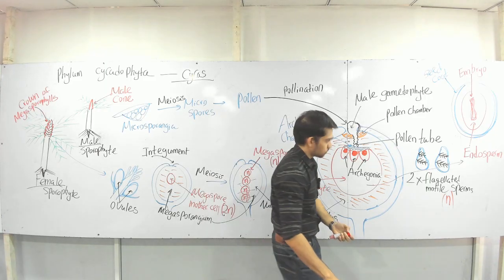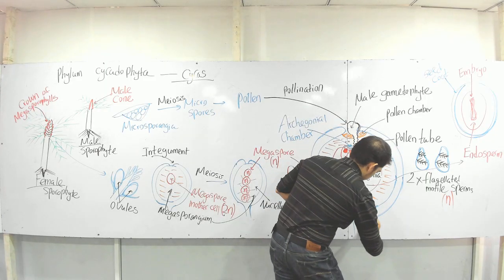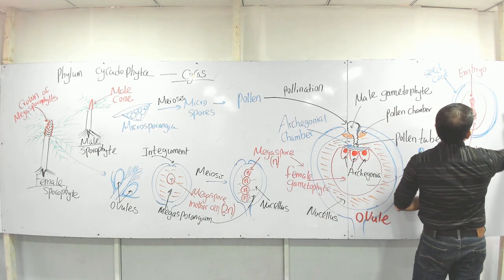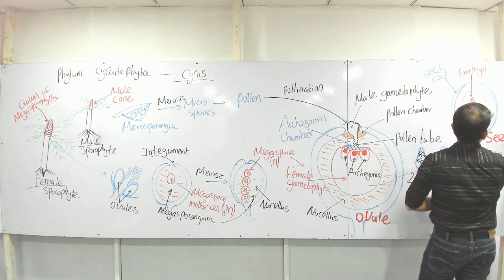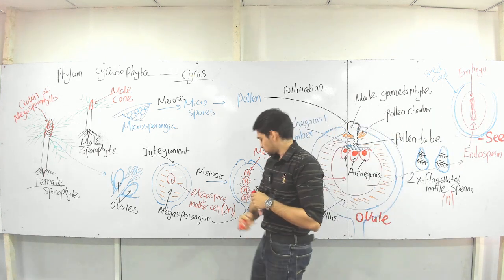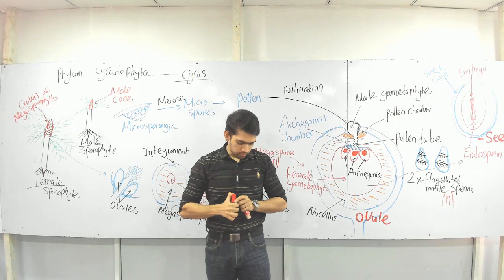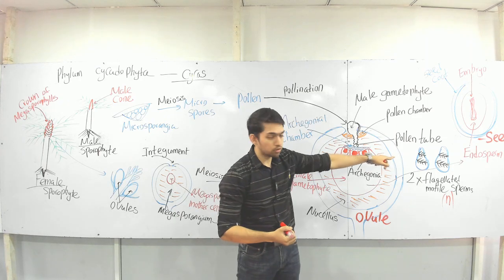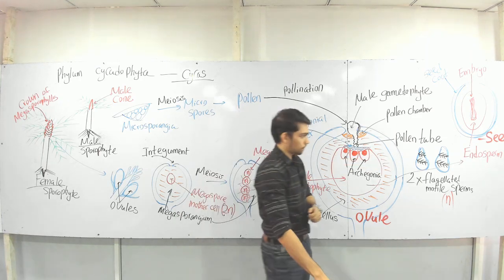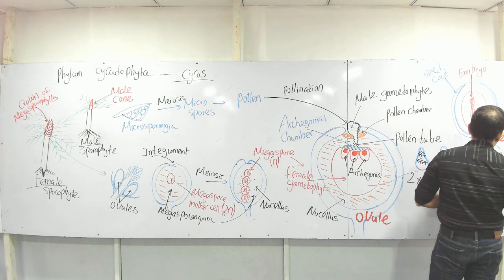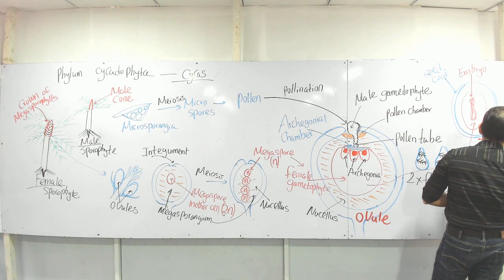The ovule, which is what we had here, will become what? Seed. This is the seed, ready for dispersal. Seed is the dispersal unit. Seed is a dispersal unit which contains the embryo and stored food. What is the name of the stored food? Endosperm. This is like a packed lunch that has been given. Stored food.